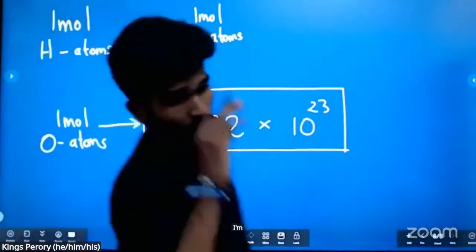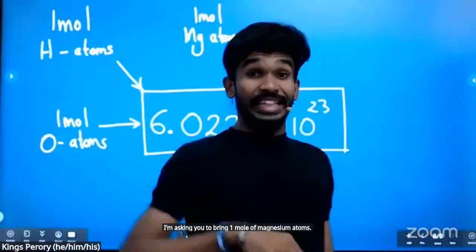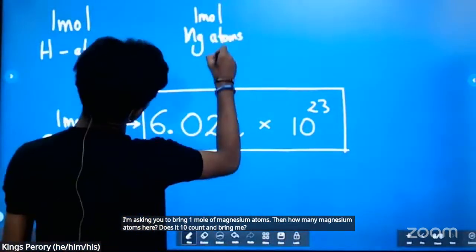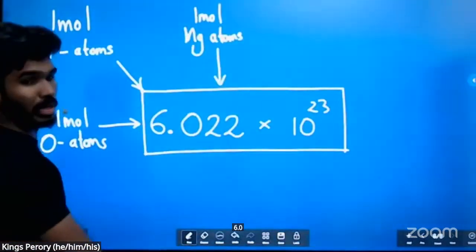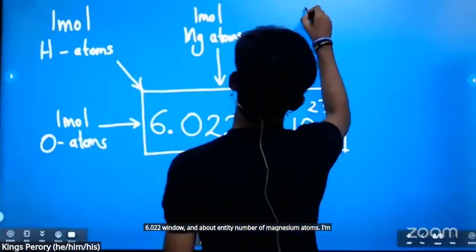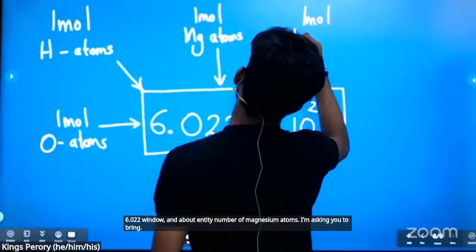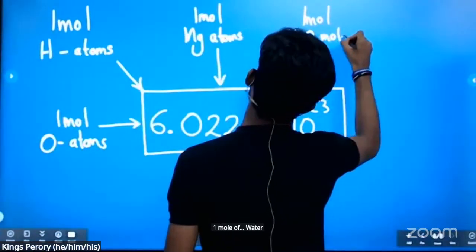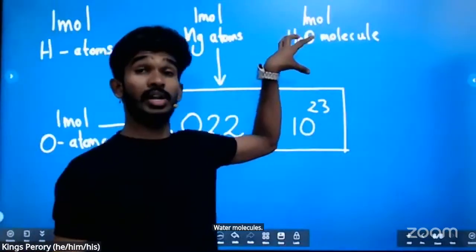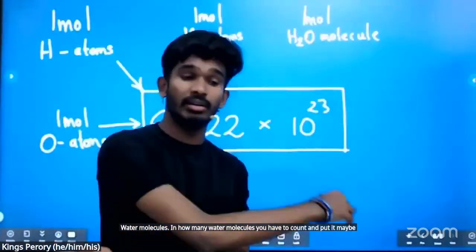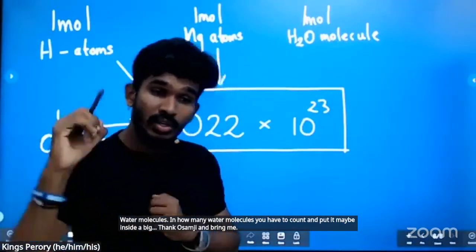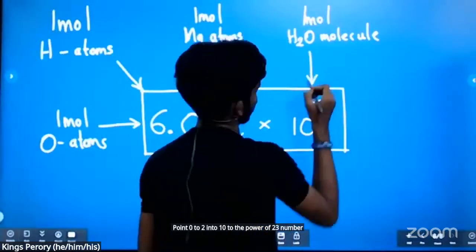I'm asking you to bring 1 mole of magnesium atoms. Then how many magnesium atoms do you have to sit and count and bring me? 6.022 into 10 to the power 23 number of magnesium atoms. I'm asking you to bring 1 mole of water molecules. Water is a molecule. Then how many water molecules do you have to count and put maybe inside a big tank or something and bring me? 6.022 into 10 to the power 23 number of water molecules.